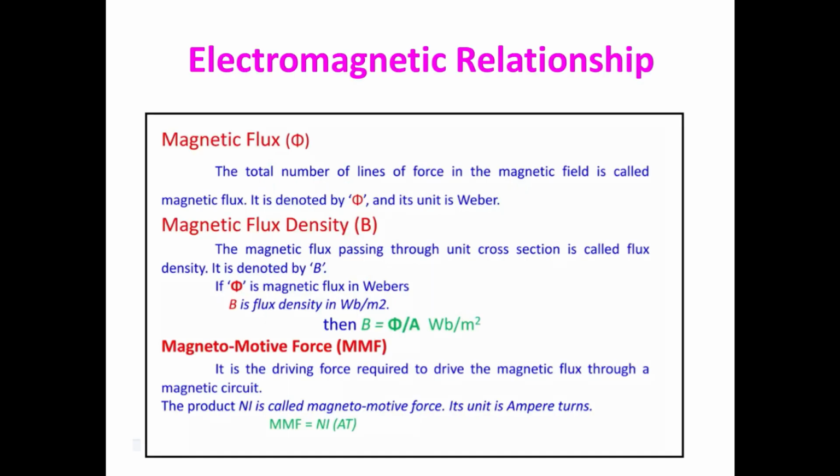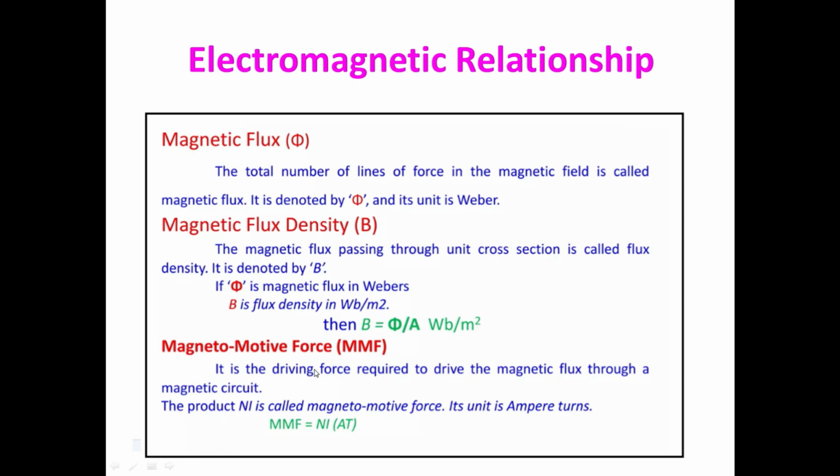Then some of the parameters used in electromagnets, you will see here. Magnetic flux: the total number of lines of force in the magnetic field is called magnetic flux. It is denoted by phi. Magnetic flux density: any density is divided by area, correct? So flux density means flux per area.